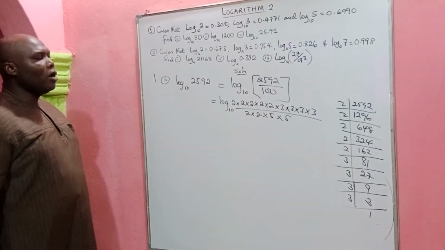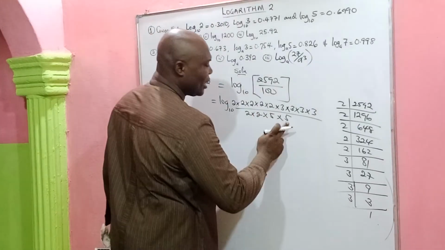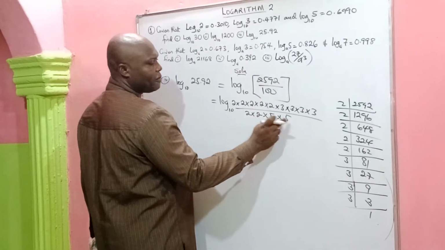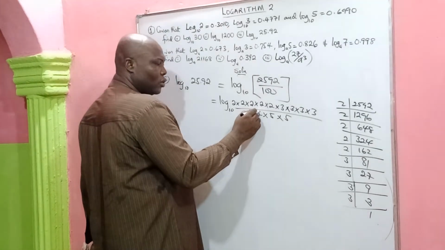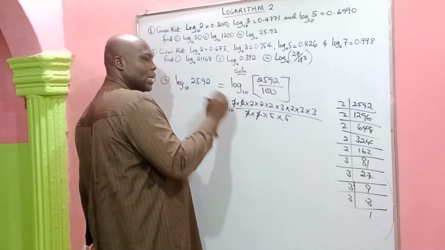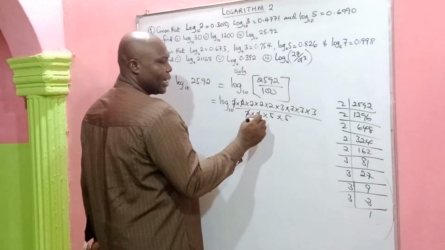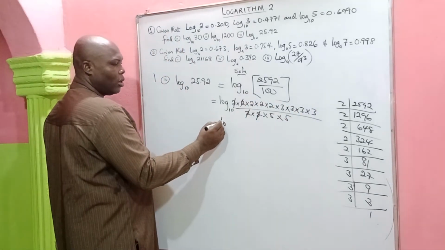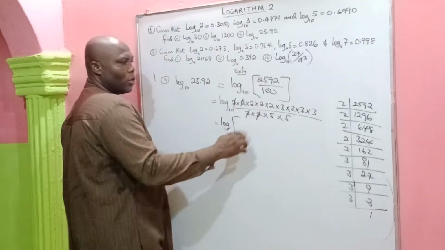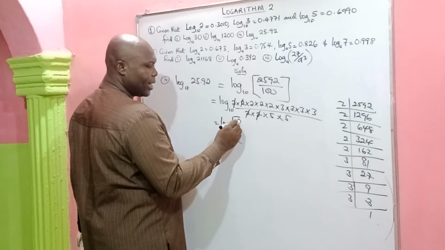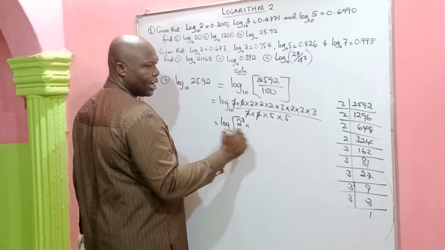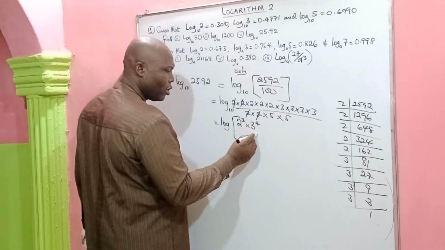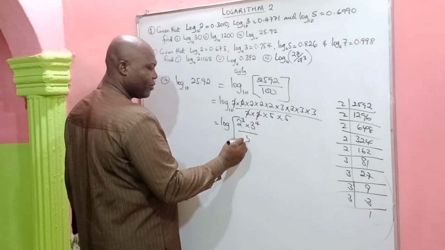So two of these 2s cancel the two 2s in the denominator, and we are left with 2 raised to the power 3, times 3 raised to the power 4, all over 5 raised to the power 2.